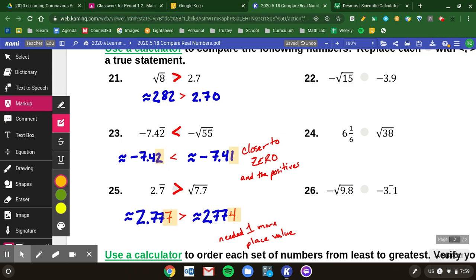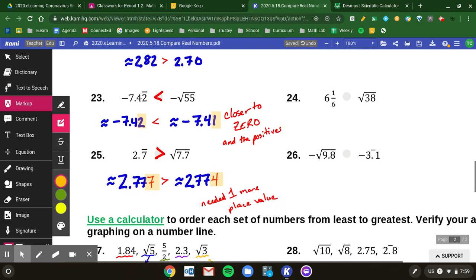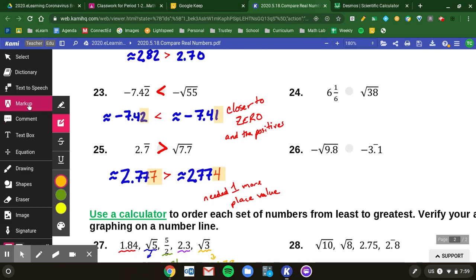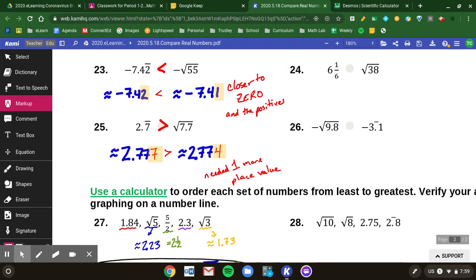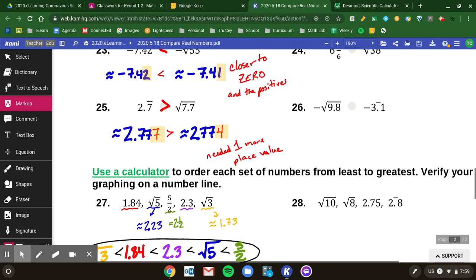Again, you may use a calculator on this. Go to your Desmos calculator for 22, 24, and 26. And onward we go, again, allowed to use a calculator to order the following numbers. I'm going to use a calculator for things like the square root of 5. Square root of 5 was about 2 and 23 hundredths. Square root of 3 is about 1 and 73 hundredths. Yes, it went on forever. 5 halves, you might write that as 2.5. And frankly, from there, I should be able to write these numbers in order.